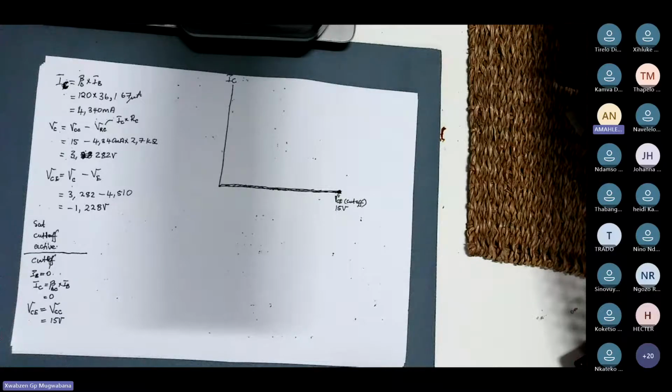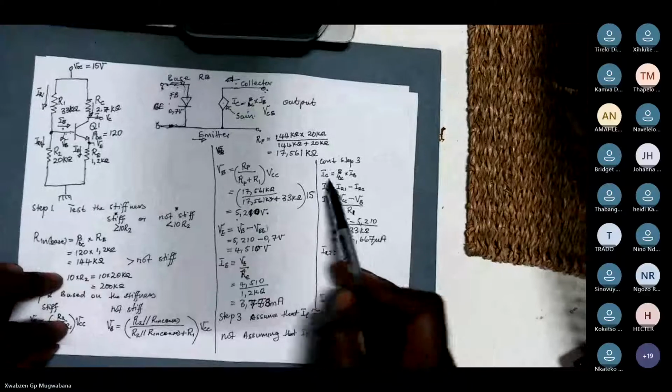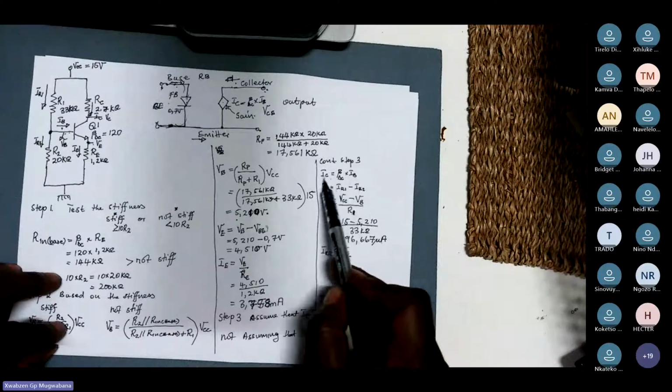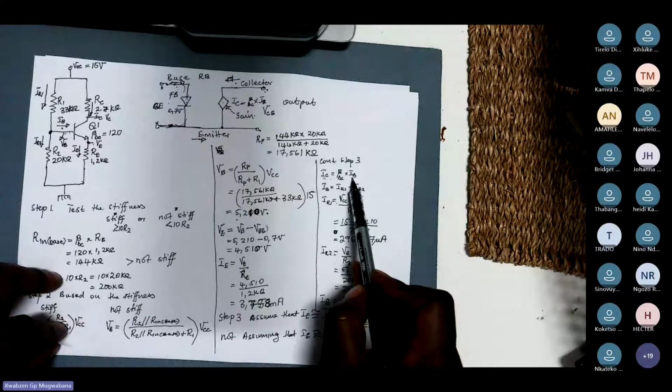Once you set IB to 0, you will ask what your collector current will be. Your collector current is 0, because it is base current dependent. That's why it says beta DC multiplied by IB. IC is IB dependent. Do you still remember this?